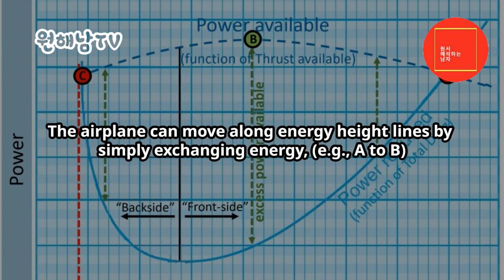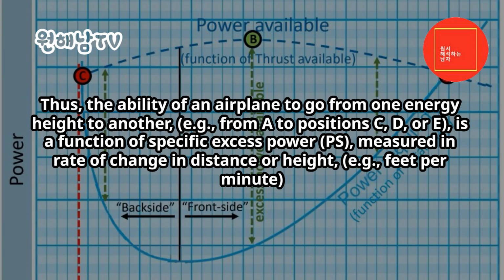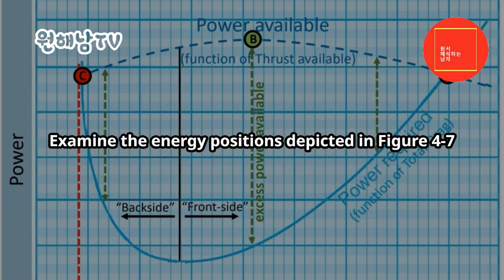The airplane can move along energy height lines by simply exchanging energy, e.g., A to B. However, to move across energy height lines, the airplane needs to increase or decrease total energy while distributing the energy change between altitude and airspeed. Thus, the ability of an airplane to go from one energy height to another, e.g., from A to positions C, D, or E, is a function of specific excess power, PS, measured in rate of change in distance or height, e.g., feet per minute.